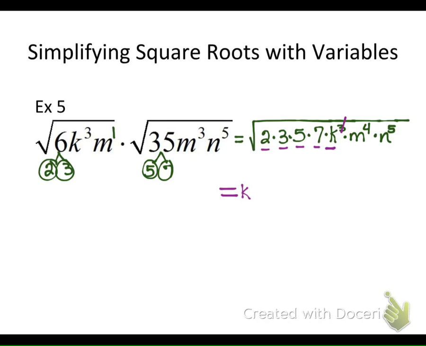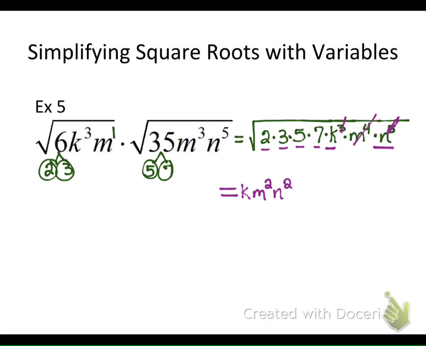Then I go to my next variable, M to the fourth. Is the 4 an even or odd number? Even. What's half of 4? 2. So I know that cancels completely, and I'm going to have M to the second. Then I go to N to the fifth, odd or even? Odd. So I'm going to underline my N because I know one N is going to be left. I take 1 away from 5 and I end up with 4. What's half of 4? 2. So I'm going to have N to the second.